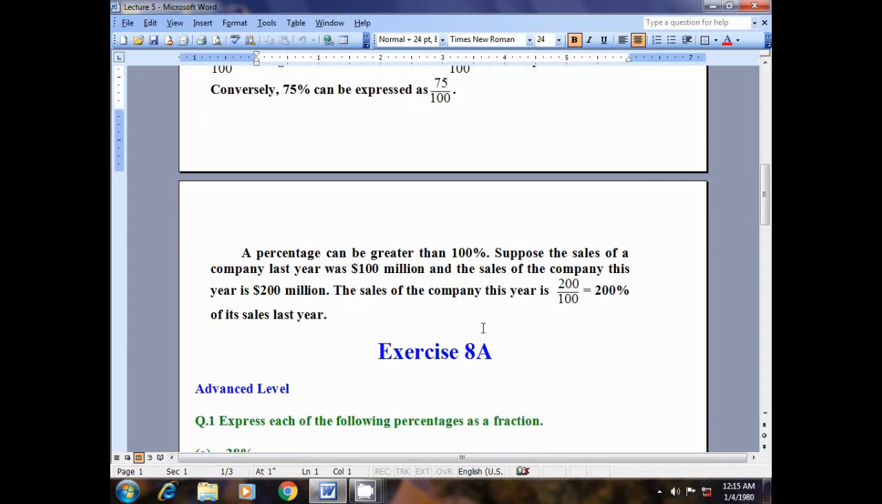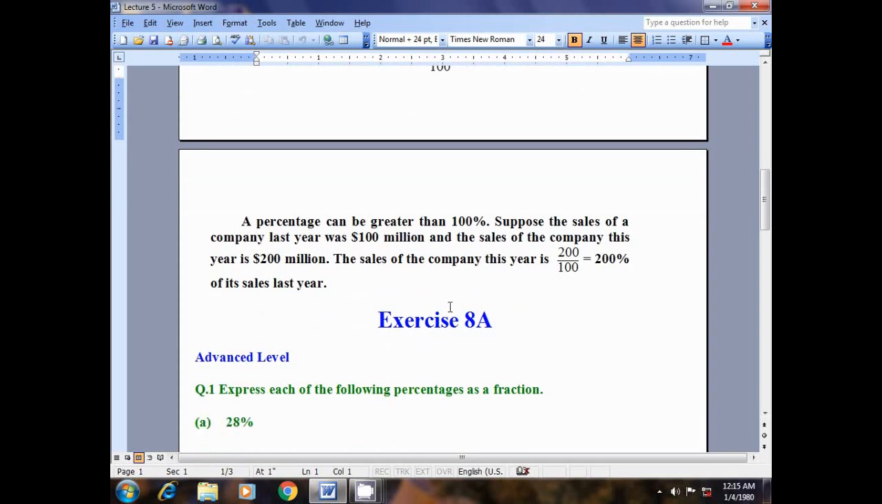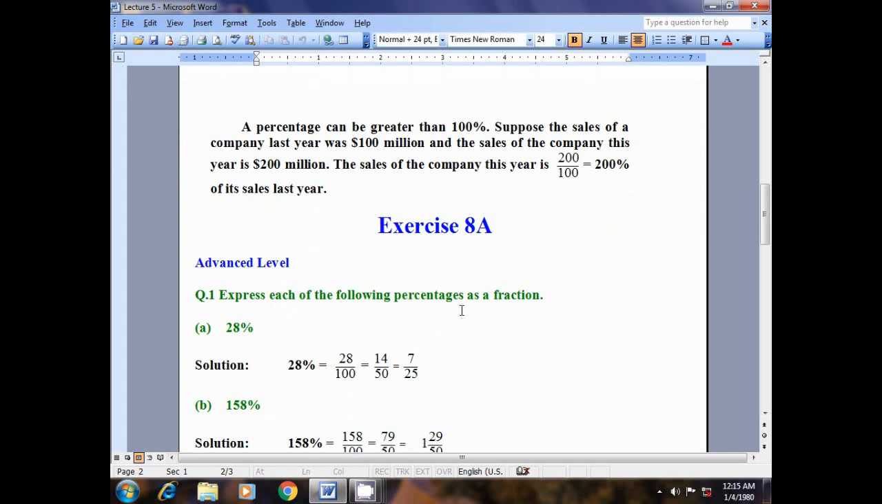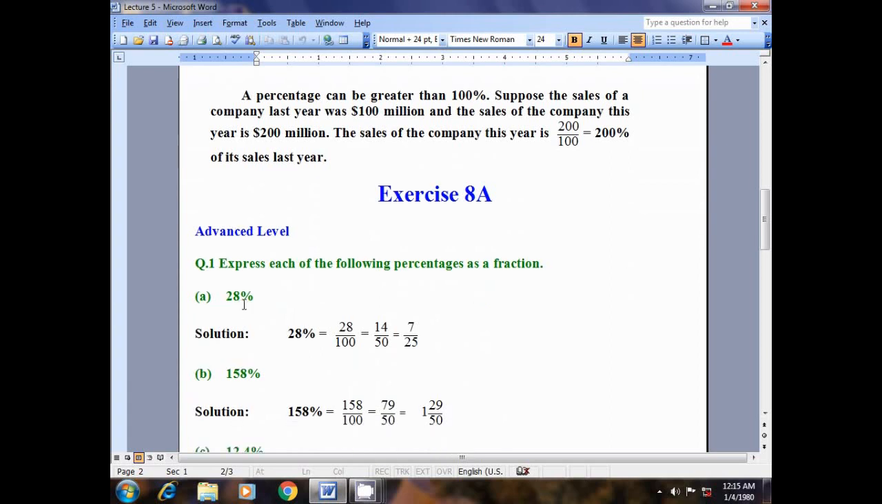Now after a short explanation of percentage, we will start this exercise 8a. The first question from this exercise belongs to the advanced level questions. Let's express each of the following percentages as a fraction. It's simple and easy to write. Whenever we remove the percentage sign, we will divide the given number by 100 because percent means out of 100. Now 28% can be written in the form of the fraction 28 divided by 100.